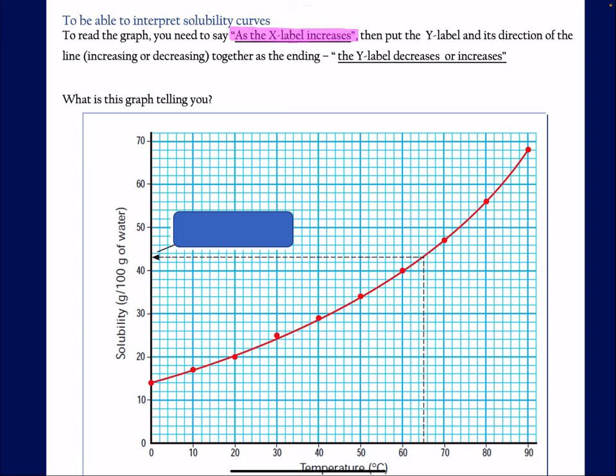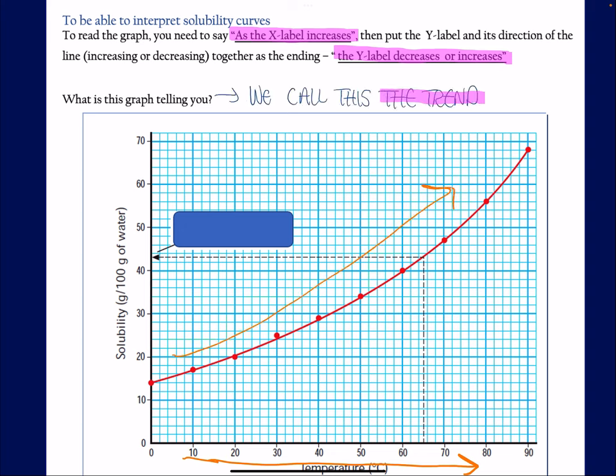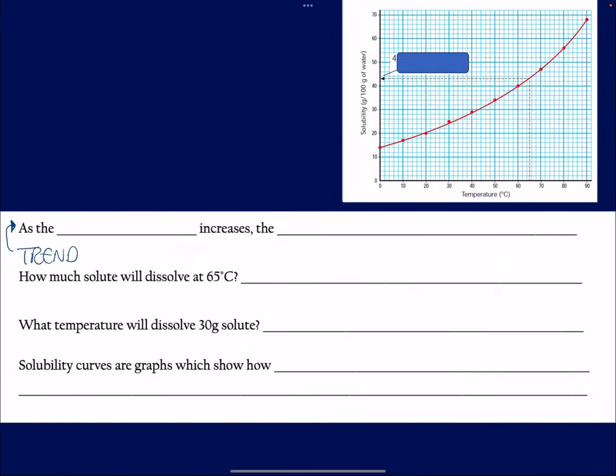So the way we do it is we always start with whatever the X label is increases, because the X as we go this way is always increasing. So no matter what the label is, it's always increasing. And then the next thing that we do is we say what happens to the Y label. So in this graph, the Y label, it's going up this way, and we call this a trend. So they'll put it as trends or conclusion or pattern, something like this. So you have to decide what it is.